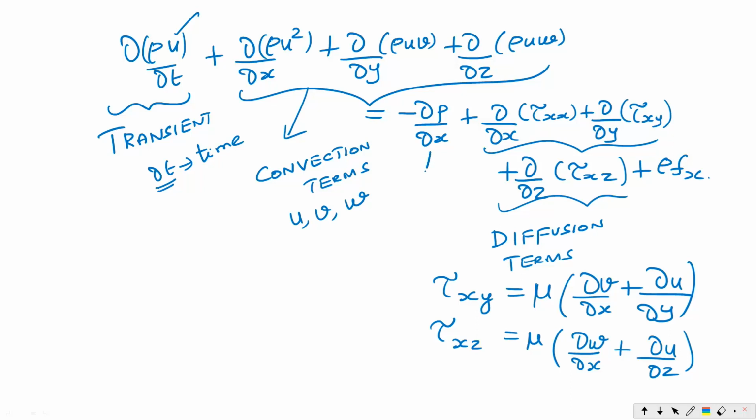And generally this term is called the pressure term. Sometimes we can take it as a part of the source term also. Definitely this is our source term. This term rho into Fx indicates the body force.